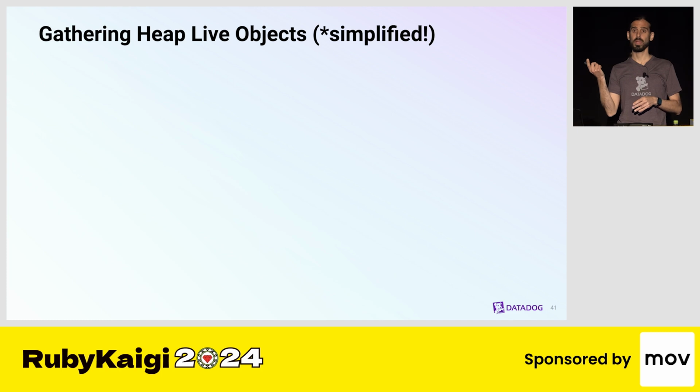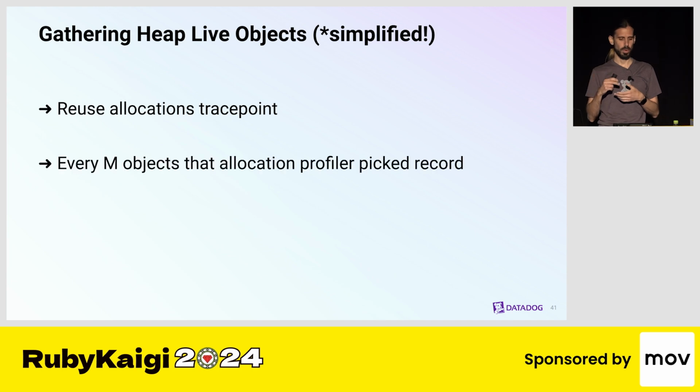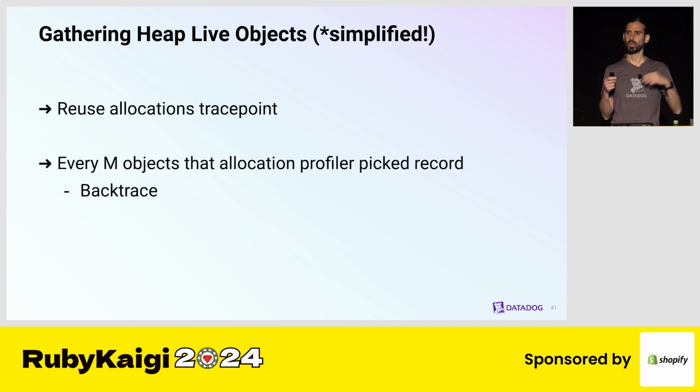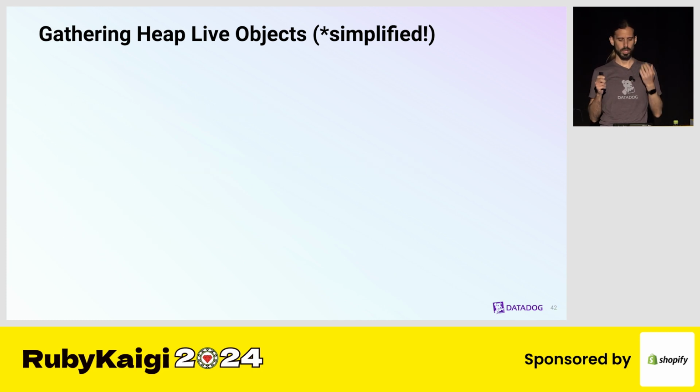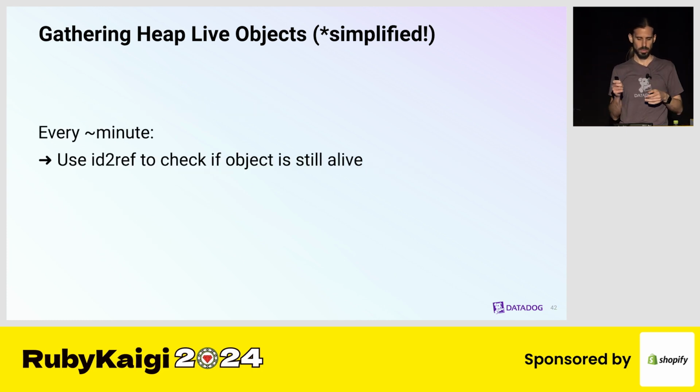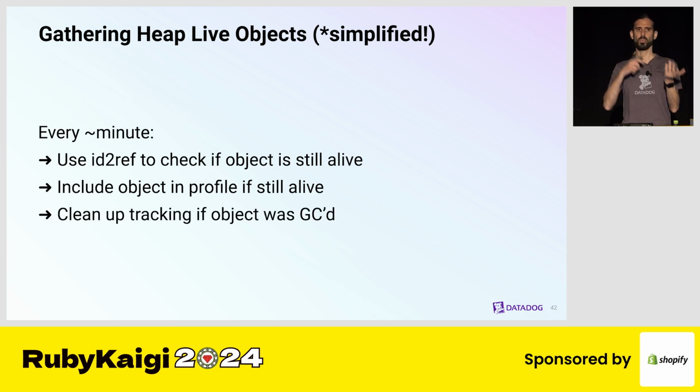And then we have heap live, the thing to detect memory leaks. The idea is that we reuse the allocation's trace point, and then every m objects that the allocation profiler chose, we record the backtrace, the object ID, and some extra metadata. And then every minute, we use ID to ref to check, is this object still alive? If it is, we include this object in a profile. If it's not, we clean it up.